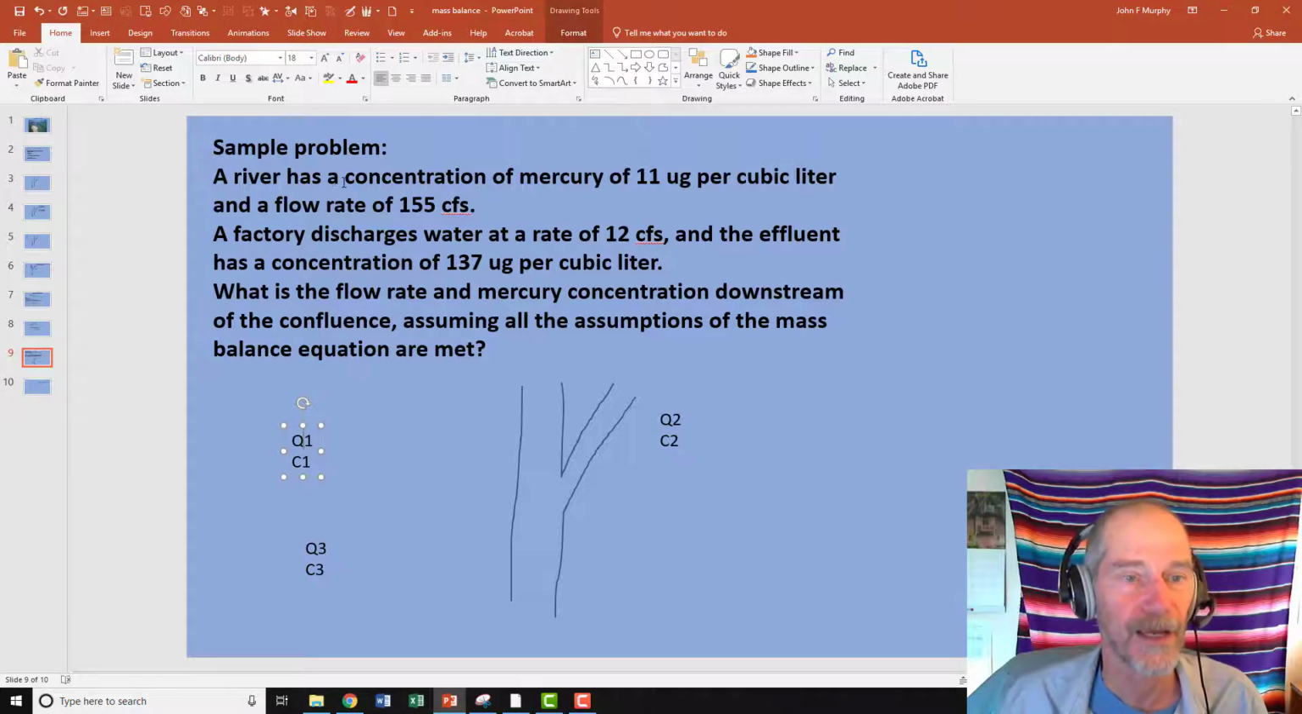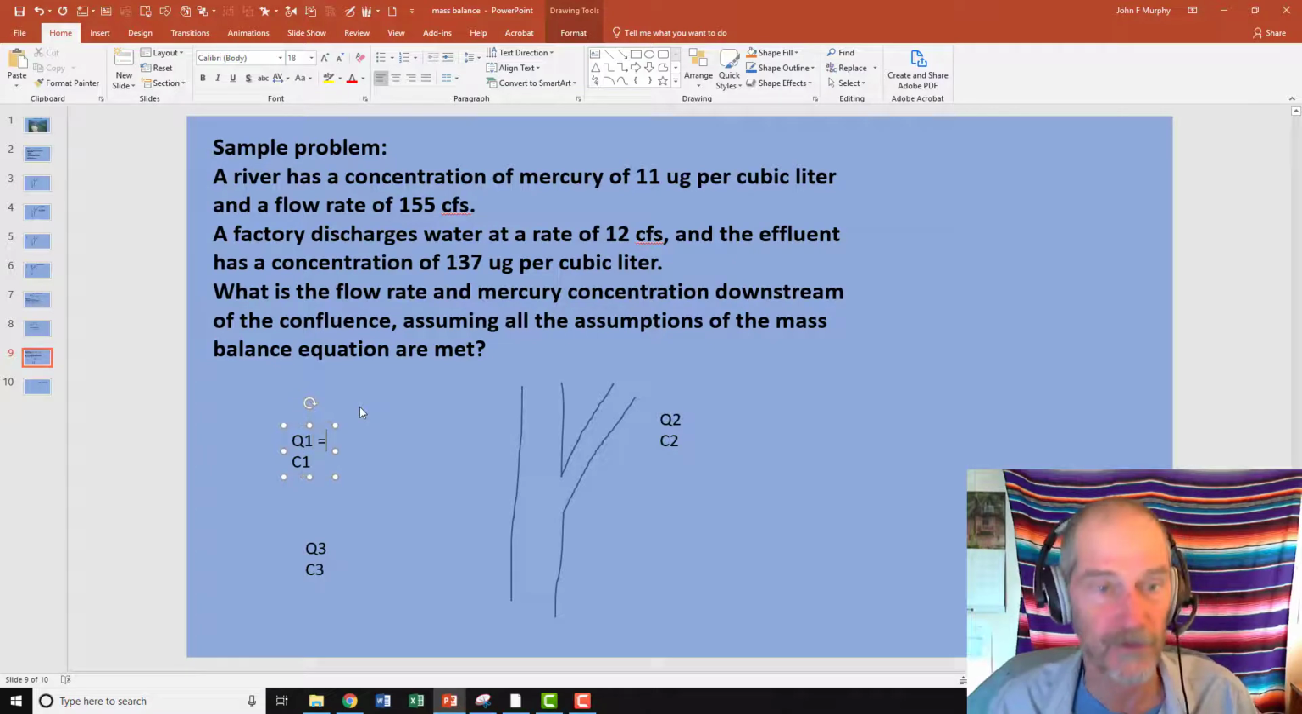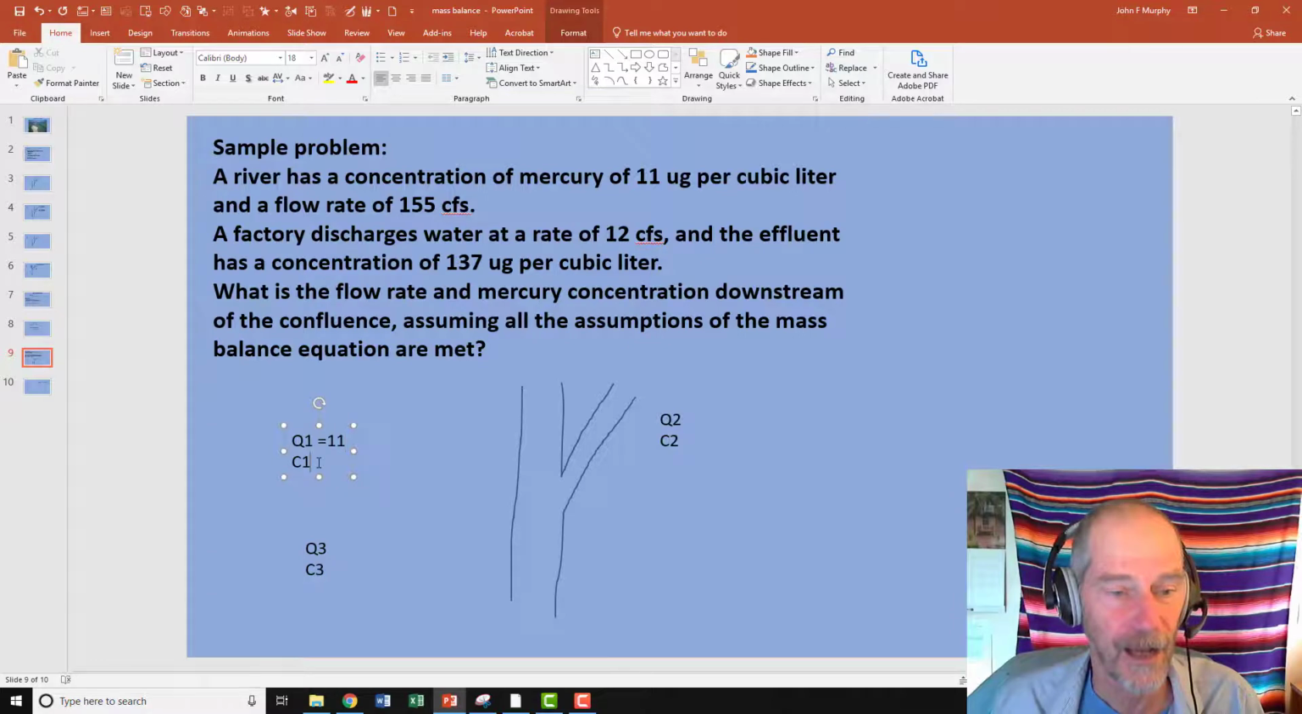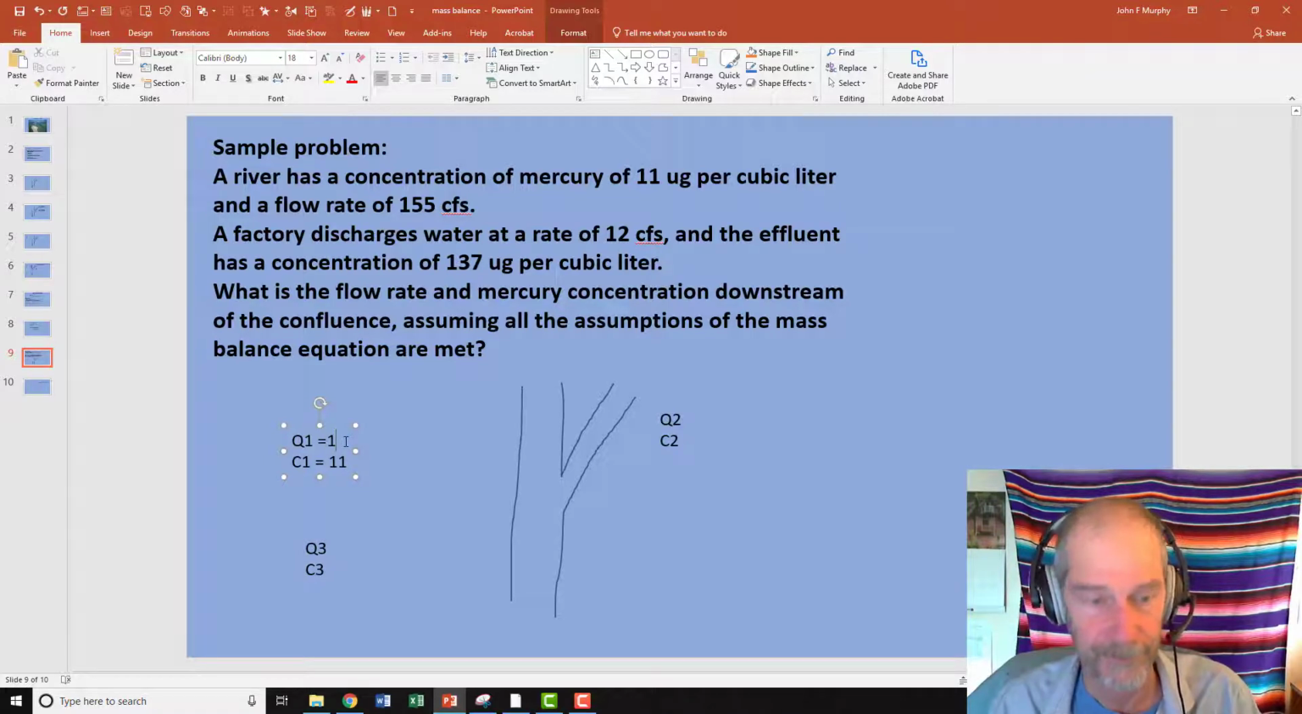So let's see. A river, and this is the upstream river. This is 1, and it has an initial concentration. And after a while, it's going to ask what's going on downstream. So Q1 equals quantity, I'm not going to put in the units here, and the concentration is 11. Flow is 155.